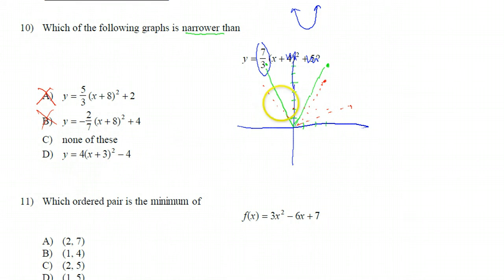Let's try D. That's up 4 over 1. And we can see this point is on the inside clearly. So if I were to graph in that shape, it would be on the inside, which means it's narrower. So our answer is going to be D.